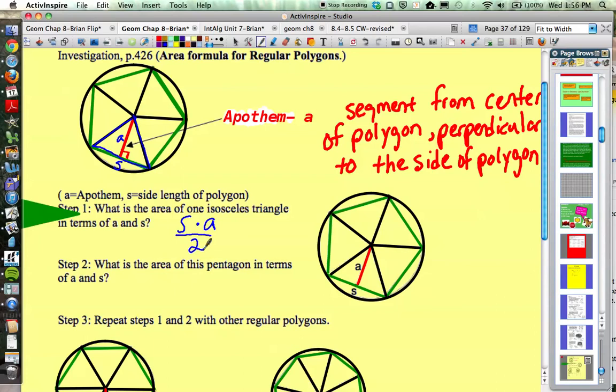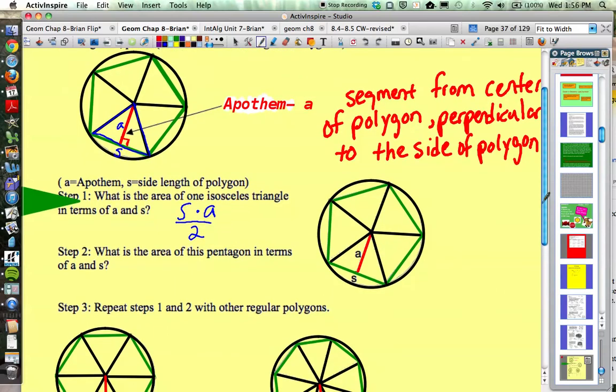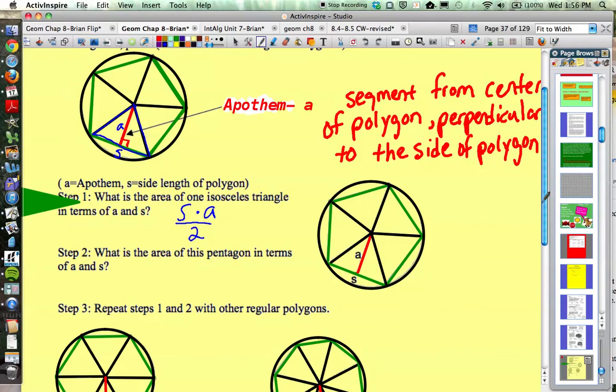Well, what is the area of the entire pentagon there that we've outlined in green? Well, how many of these little blue triangles would there be if we sketched them all out? That's right, there would be 5. So really the area of that whole pentagon is 5 times, now I'm just going to put the A first here, so A times S divided by 2. It's 5 of those triangles.